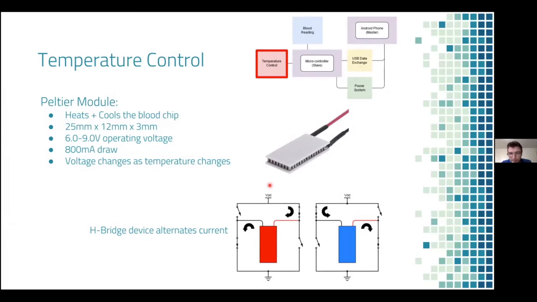So the coolest thing about this is that if you switch the direction of the current, the same side that was once getting hot will now get cold. So we can use the same side for both heating and cooling. Also, it's a pretty hungry device. It runs at 9 volts at 800 milliamps.